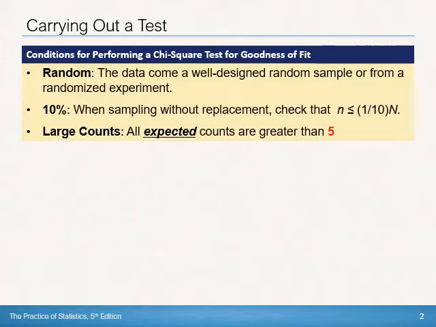After stating the inference procedure, in this case a chi-squared test for goodness of fit, if conditions are met, these are the conditions we need to check. Randomization, or a randomized experiment, or random sample. We need to check that we're not sampling more than 10% of our population, assuming we're not doing an experiment. And the last one is the expected counts, not the observed counts, but the expected counts, assuming the null hypothesis is true, all must be greater than 5.